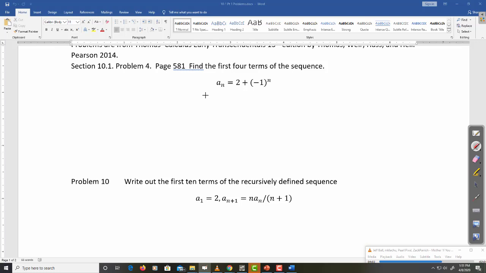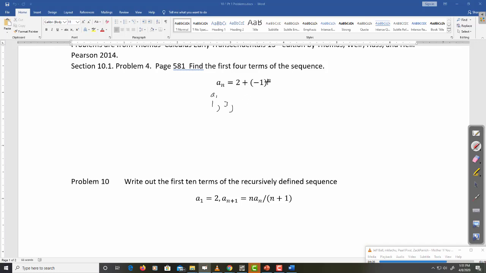So, if we find the first term, a sub 1, that would be 2 plus negative 1 to the 1. So that would just be 1. Then a sub 2 is 2 plus negative 1 to the 2. Negative 1 to the 2 is 1, so 2 plus 1 is 3.